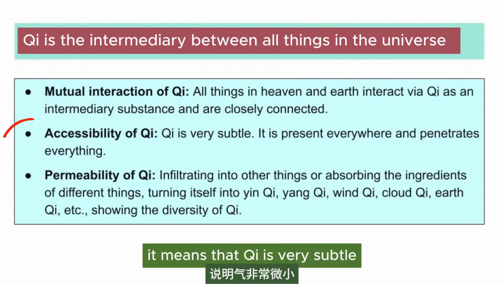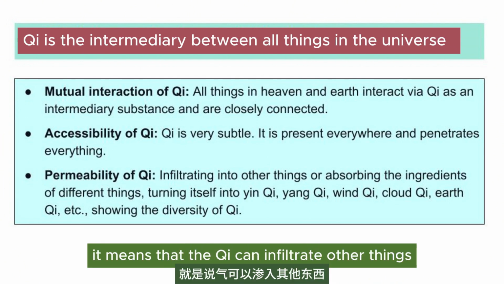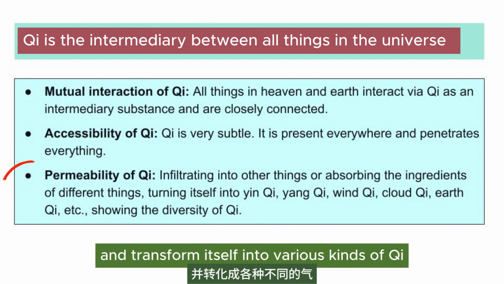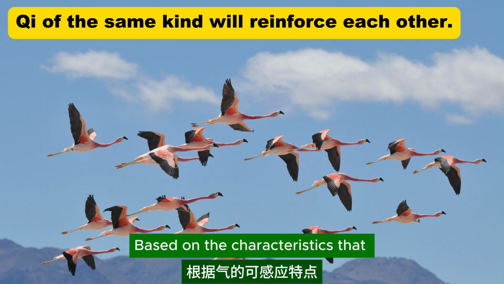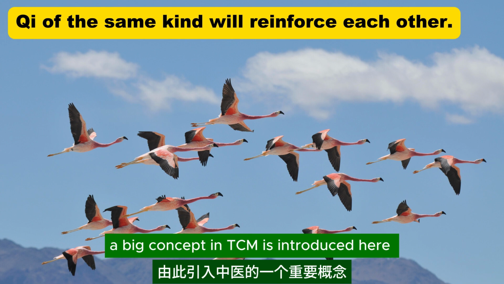Accessibility of qi means that qi is very subtle, present everywhere, and penetrates everything. Permeability of qi means that qi can infiltrate other things, absorb the ingredients of different things, and transform itself into various kinds of qi, such as yin qi, yang qi, wind qi, cloud qi, heaven's qi, earth qi, etc. Based on the characteristics that qi is an intermediary between everything, a big concept in TCM is introduced here.